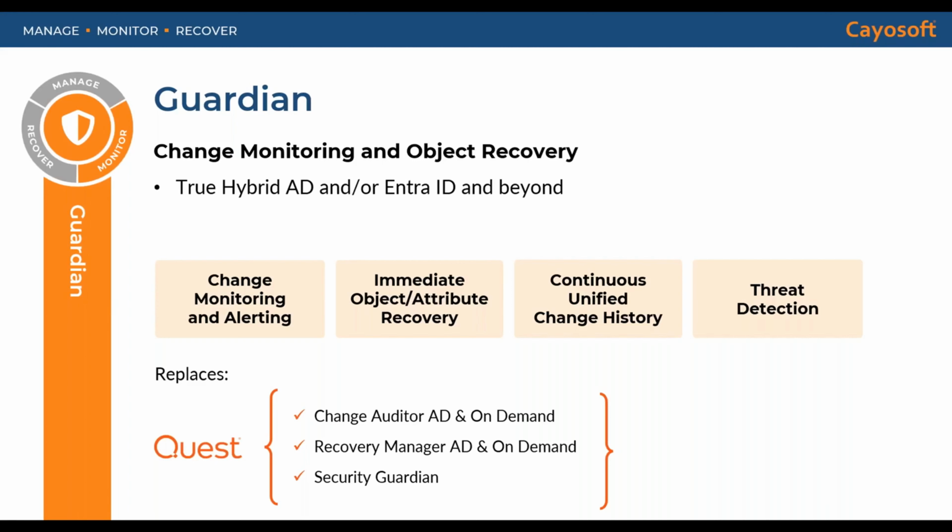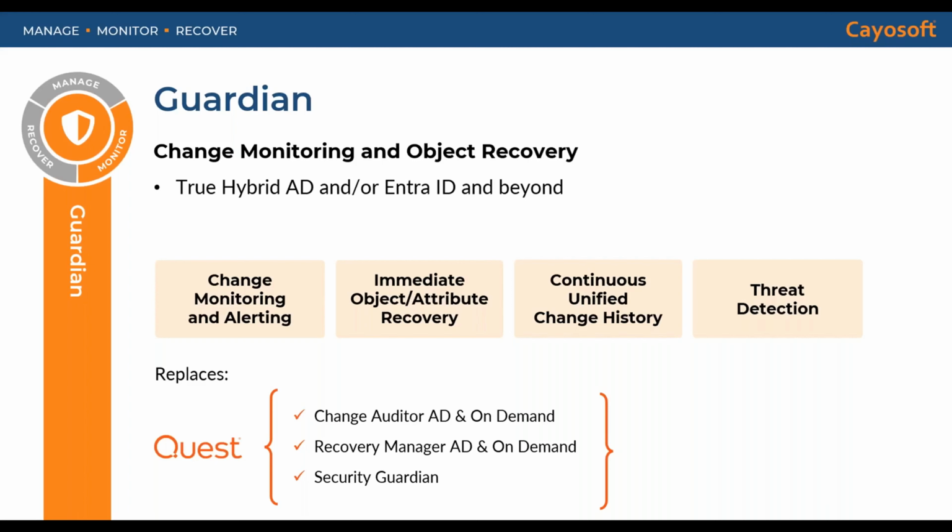This allows organizations to easily isolate changes, and I'll get into how you can actually see these changes in real time, as well as how you can block unwanted changes, and I'll demonstrate that later on as part of the demonstration. So again, it gives you complete coverage for your entire ecosystem. And if we compare that to similar Quest solutions out there, you're looking at multiple solutions to do just the things that Cayosoft Guardian will handle in a single platform.